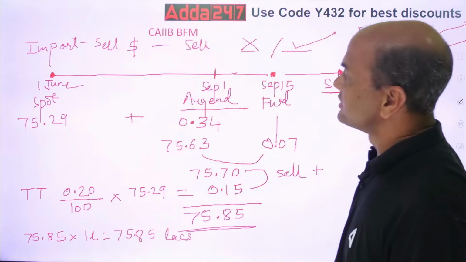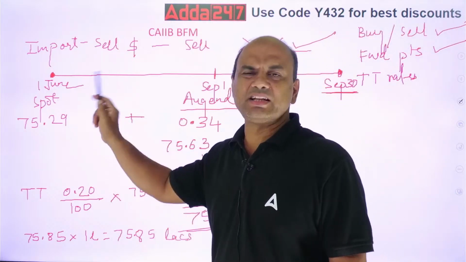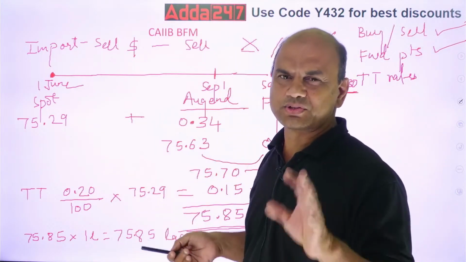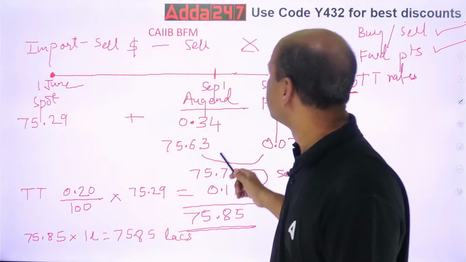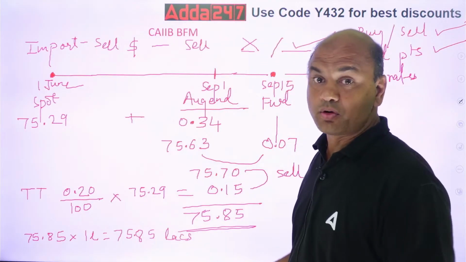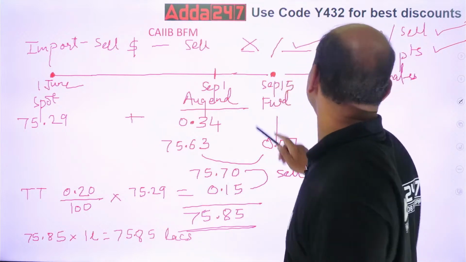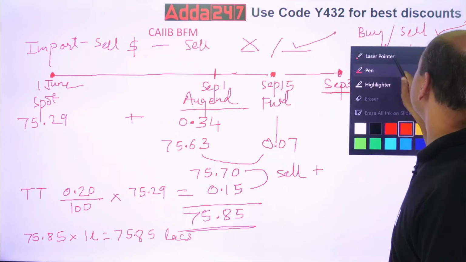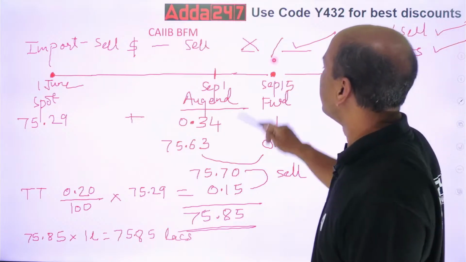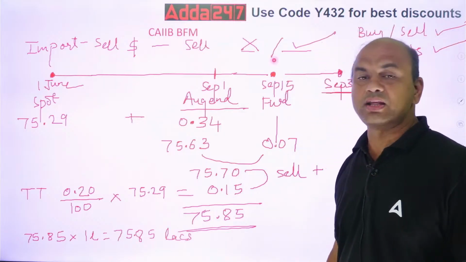Let's say this date is anything. We don't know the date. Let's take it as 1st June. This forward transaction is happening when? September 15th. So I have to book the rate for September 15th.